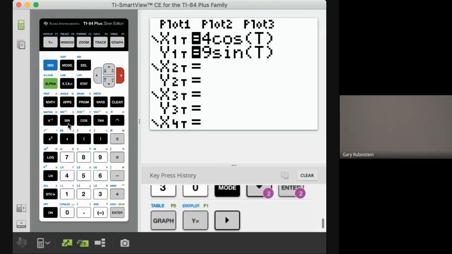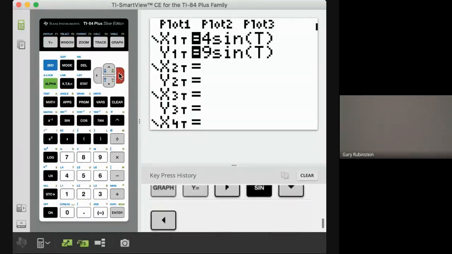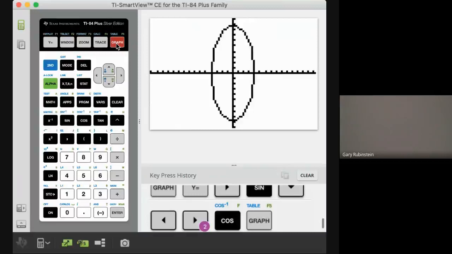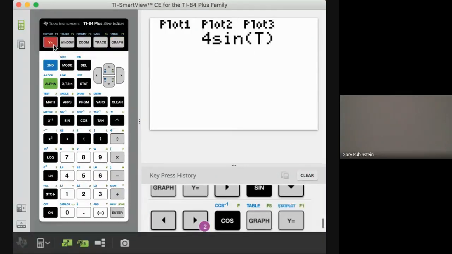Just want to see that it creates the same thing. I'm suspicious that it's not going to, because the whole X goes with cosine, Y goes with sine. Let's take a look. I suspect it's going to make a sideways one. Let's take a look. Oh, it made the exact same one. Interesting.